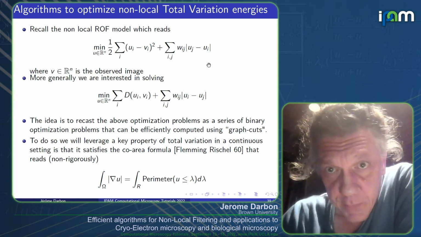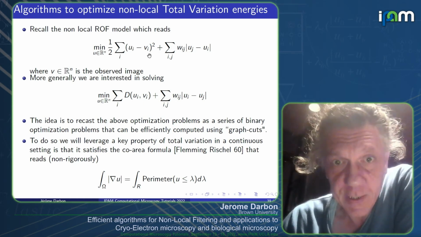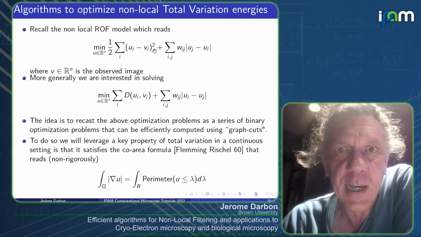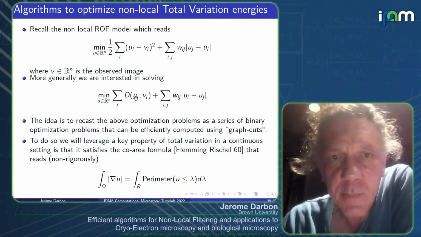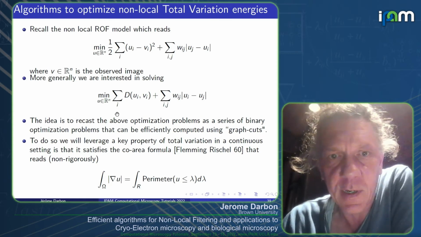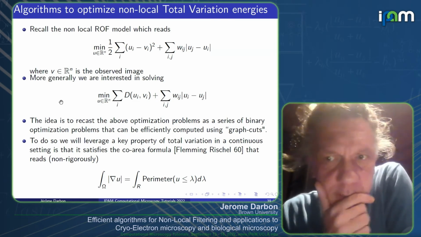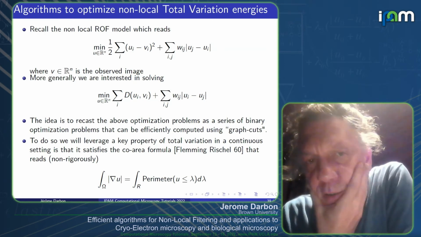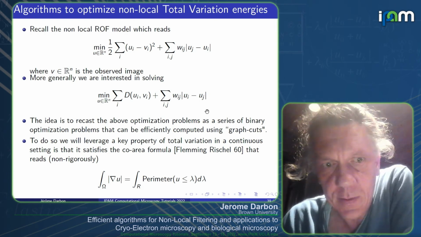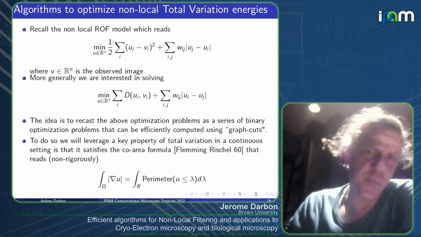This is a recall of the non-local ROF model with the quadratic term. And here I'm going to generalize just a little bit, where I replace the square by a more general convex function D. And this is the quantity of interest. In particular, if D is the quadratic, you recover the ROF model. So again, how are we going to connect this optimization problem to binary optimization? And now this is where math is beautiful.